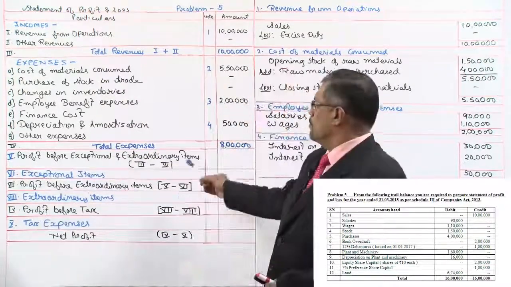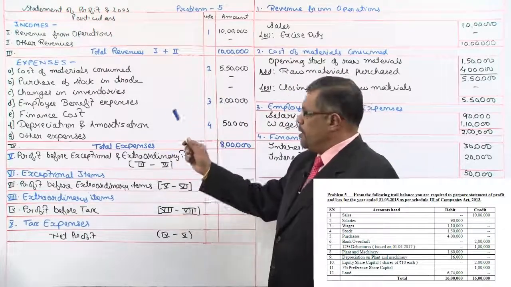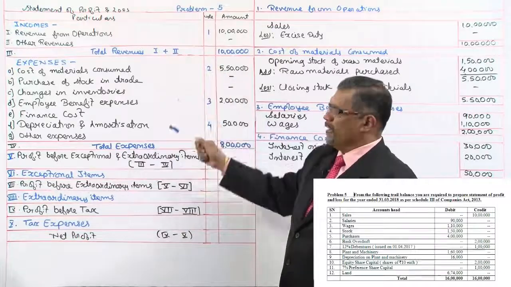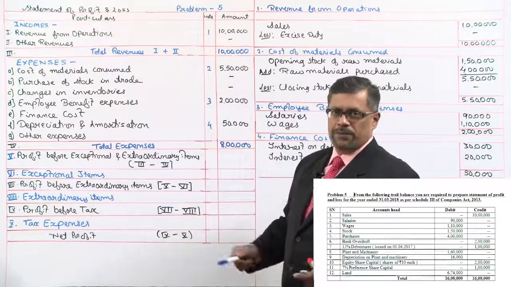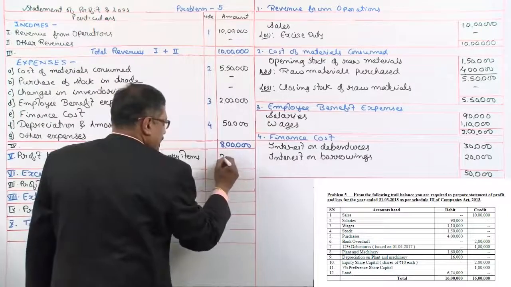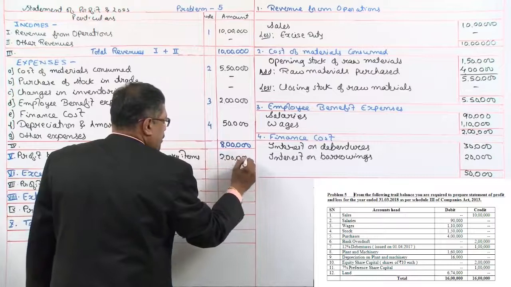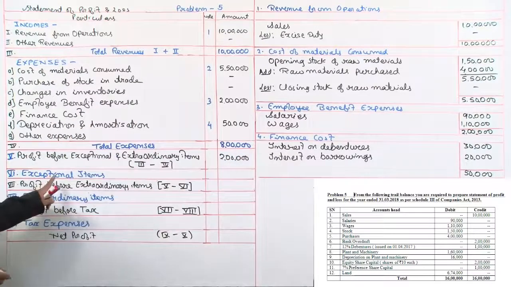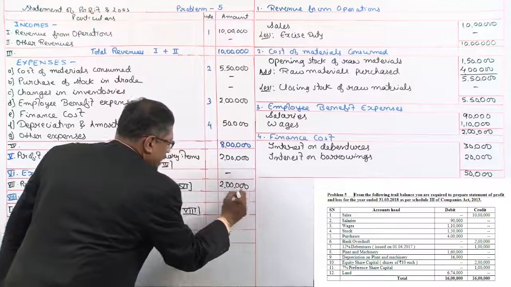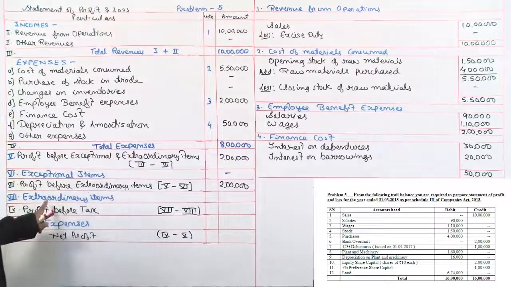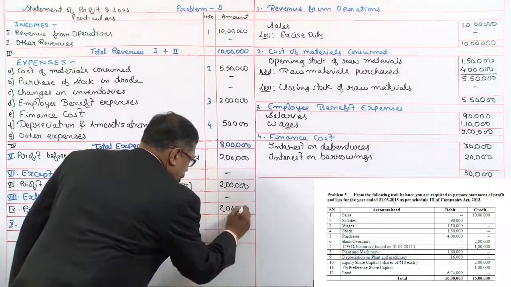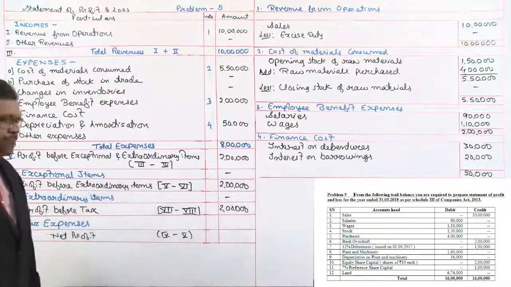Now, total expenses we have got. Profit before exceptional and extraordinary items is 3 minus 4, income minus expenses. So how much profit do we get? 10 lakh minus 8 lakhs. Our profit comes to 2 lakh rupees. Then we minus the exceptional items; we don't have any, so the profit again comes to 2 lakh rupees. Then we take up extraordinary items; we don't have any in the problem, so again the profit comes to 2 lakh rupees.